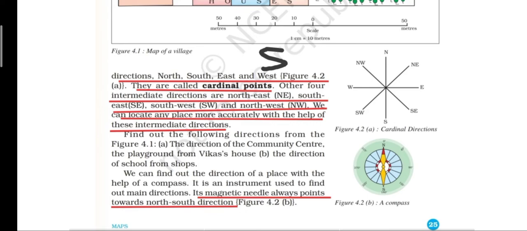So today, children, we learned about the second important component of a map, that is the direction. There are four cardinal directions, which are north, south, east and west. Then you have the intermediate directions, which are northeast, southeast, southwest and northwest. And these intermediate directions give you a more accurate idea about the directions. And lastly, we read about the compass, that it is an instrument which helps us in finding out the directions of any place.